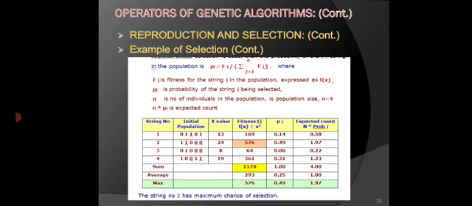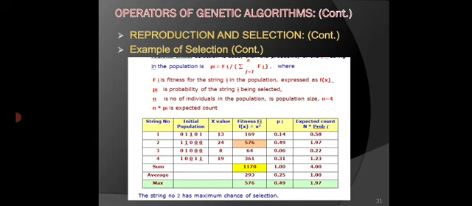What is fi? Fitness of string i. pi is the probability of string i. N is the number of individuals, which is equal to the population size, and we have population size 4 over here. So n times pi is the expected outcome. Okay.